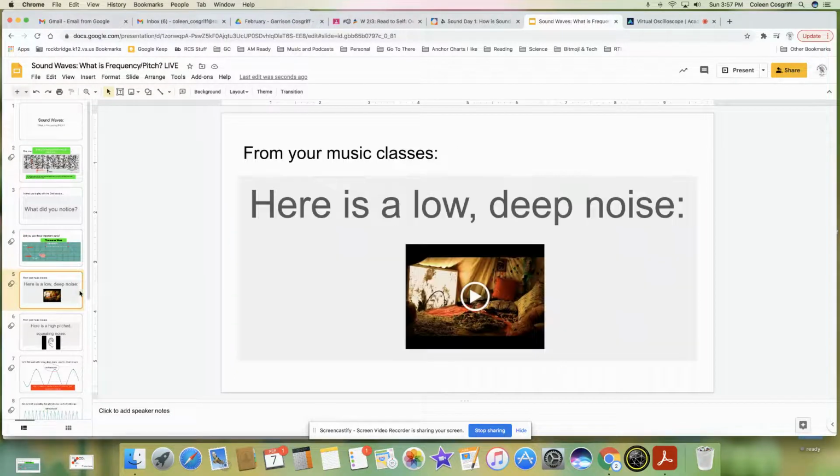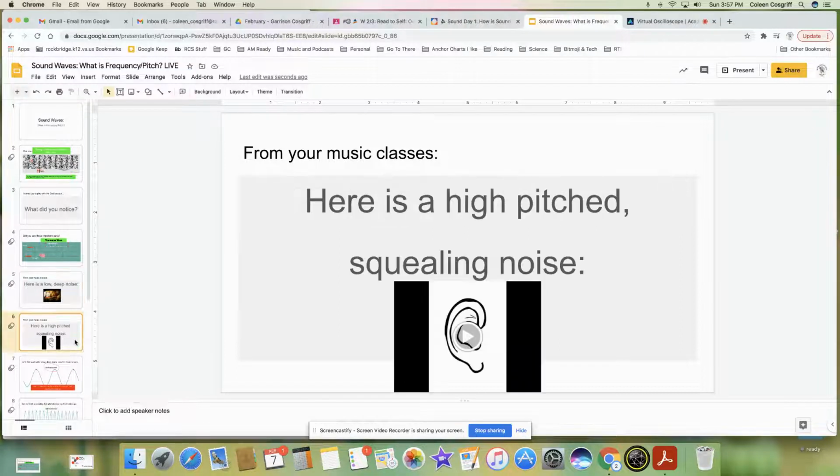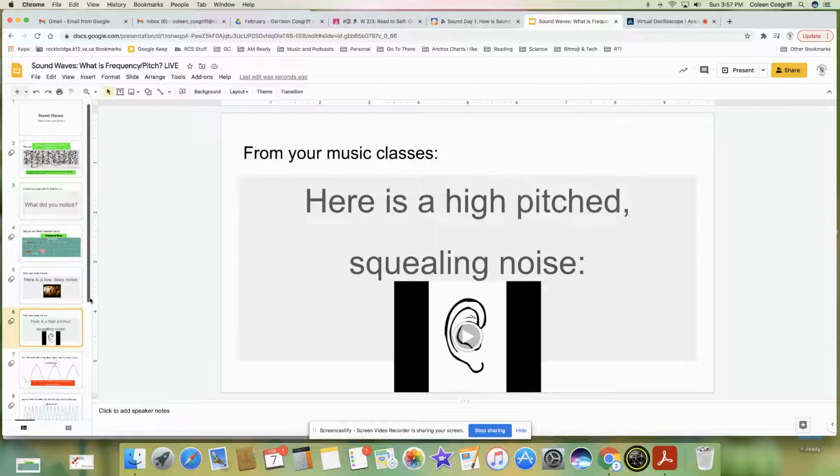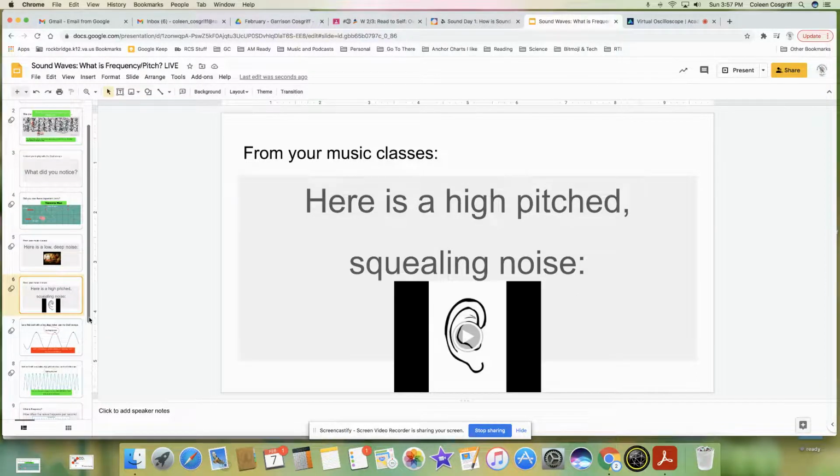So first of all, let's establish that here is a low, deep noise. If you were in music class, or if you ever heard somebody say you have a deep voice, then a deep voice should sound like this. Okay. And then here is a high-pitched noise. Okay. Both of those I did not say very loud. When I am talking about my high or low noises, I am talking about how high or low they sound, not how loud or quiet they sound. So high, low. Okay.